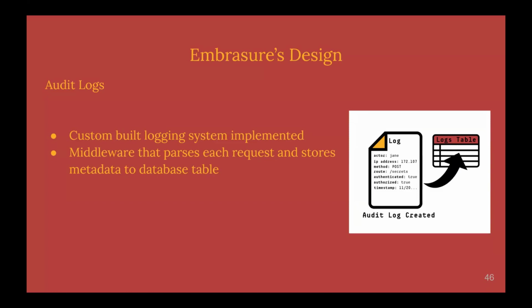These concerns eventually pushed us to building our own access log tool. Since all traffic to Embrasure goes through a single point of entry, the predefined endpoint on the API server, building the audit log tool was simply adding a middleware to the Lambda that parses the metadata of each request entering Embrasure and adding it as a new entry to an access log table in the database.